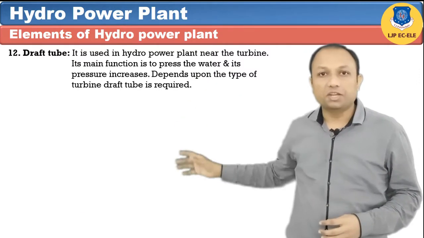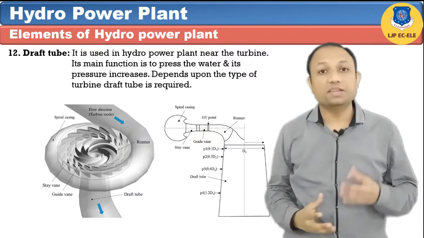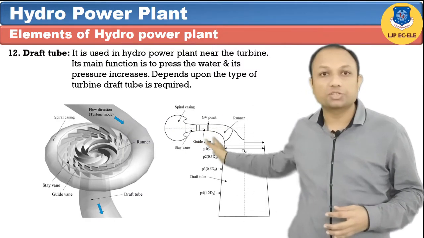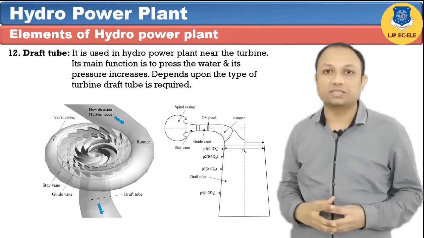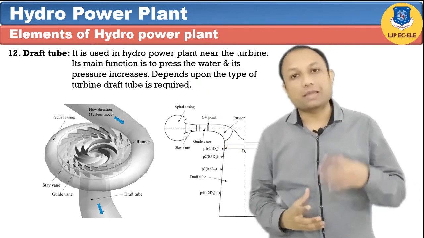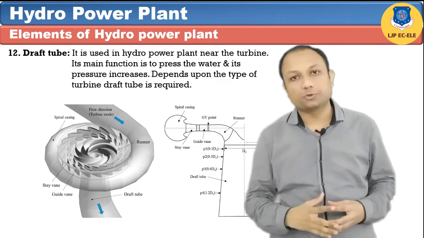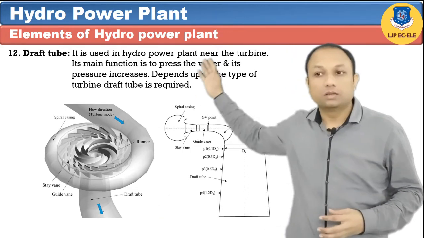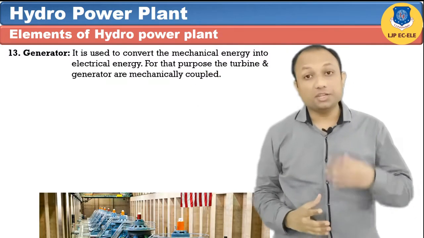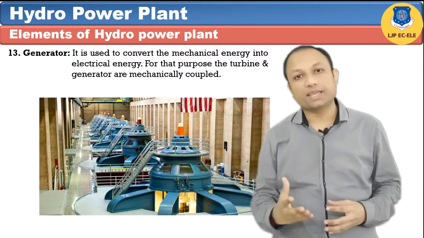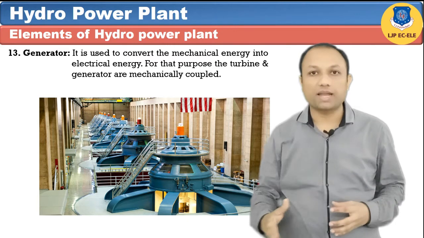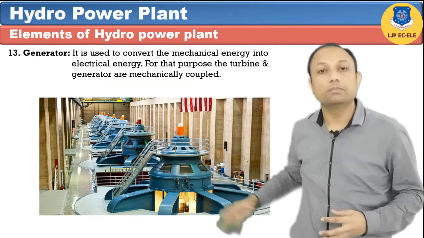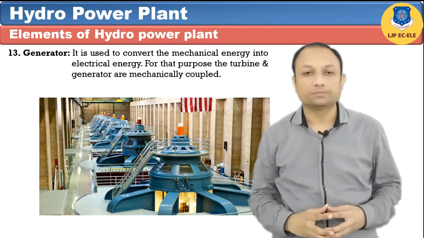12th, draft tube. It is used in hydropower plant near the turbine. Its main function is to press the water and its pressure is increases. Depends upon the type of turbine, draft tube is required. 13th, generator. It is used to convert the mechanical energy into electrical energy. For that purpose, the turbine and generator are coupled mechanically together.